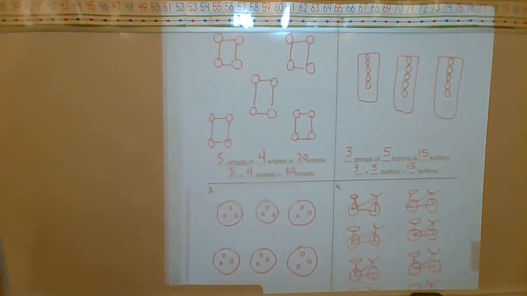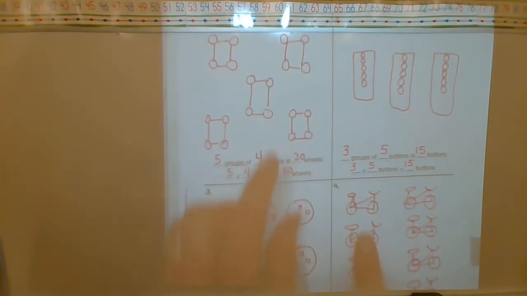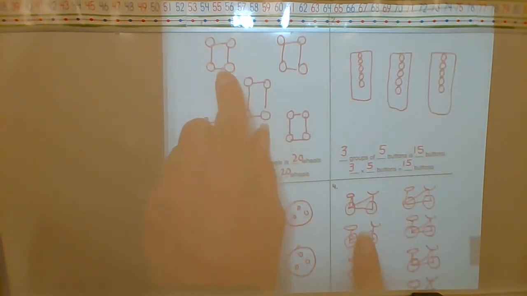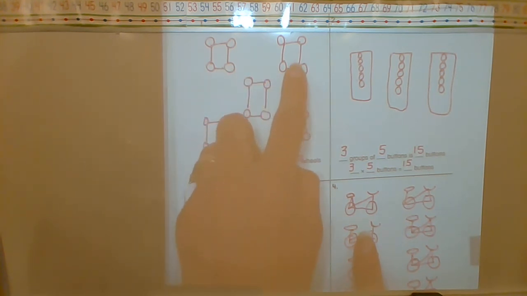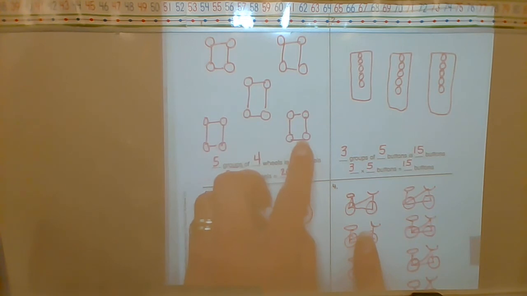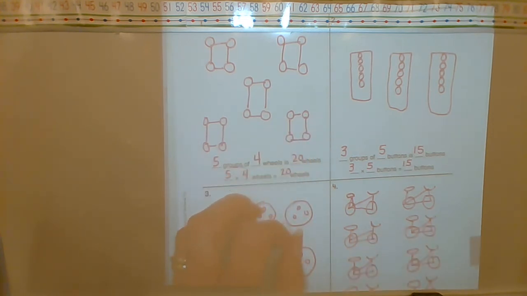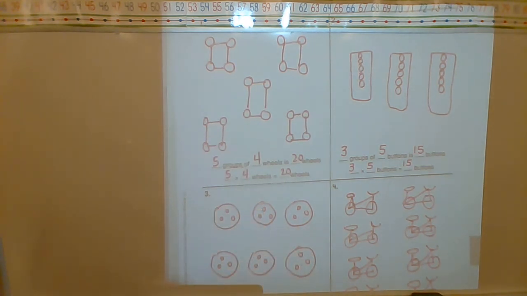So that's an equal group story. Could we do multiplication if this car had 6 wheels, this car had 3 wheels, this car had 1 wheel, this car had 4? No, because they would not be equal groups. Remember, multiplication or times, they have to have equal groups.